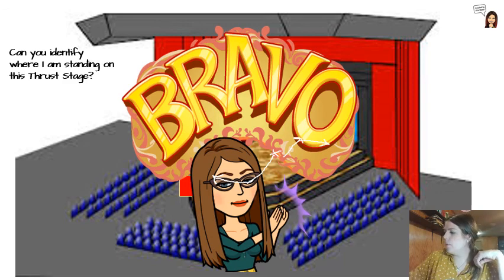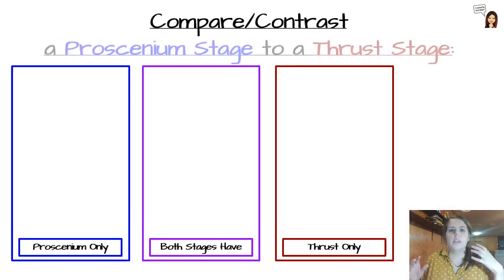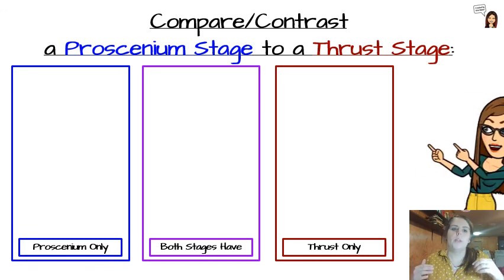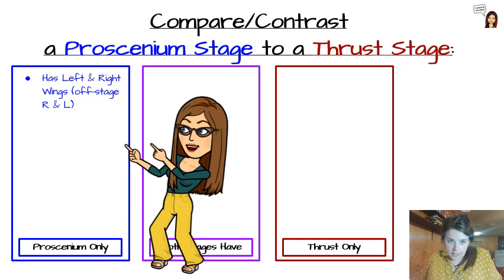All right, we're going to move forward and do some comparing and contrasting of the two stages. If we were to break it down, compare and contrast between the proscenium stage and the thrust stage, first let's start with the proscenium only. Remember, the proscenium has left and right wings, so it has an offstage area, right? Really the wings, those curtains that help divide the different divisions. That's what it has only.